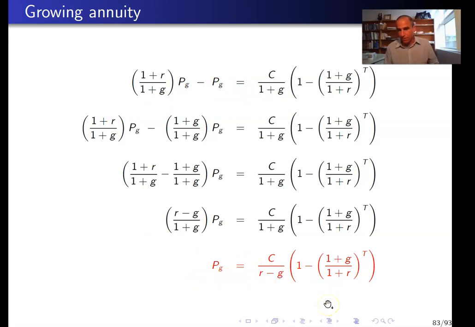annuity. So the present value of my growing annuity is C divided by R minus G. So the equation resembles a lot what we had without growth. But this is PG equals C divided by R minus G times 1 minus ((1 plus G) over (1 plus R)) to the power T.